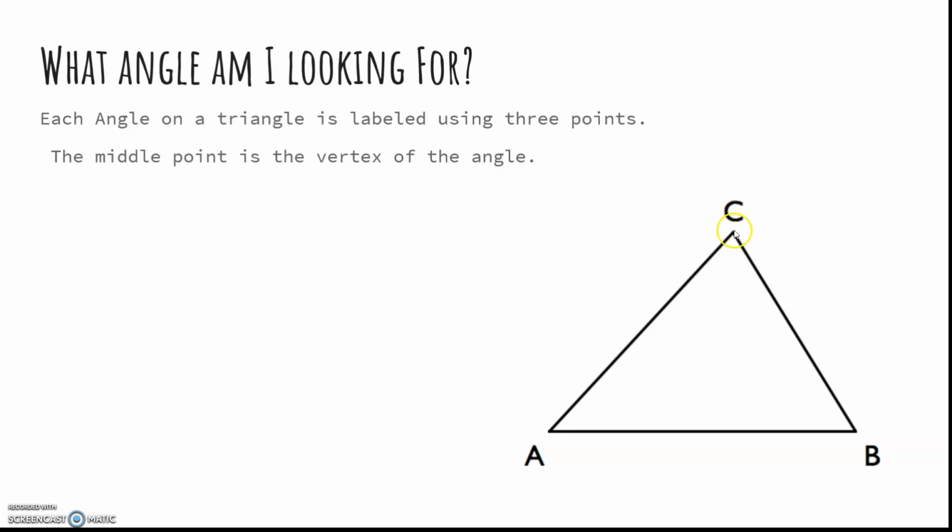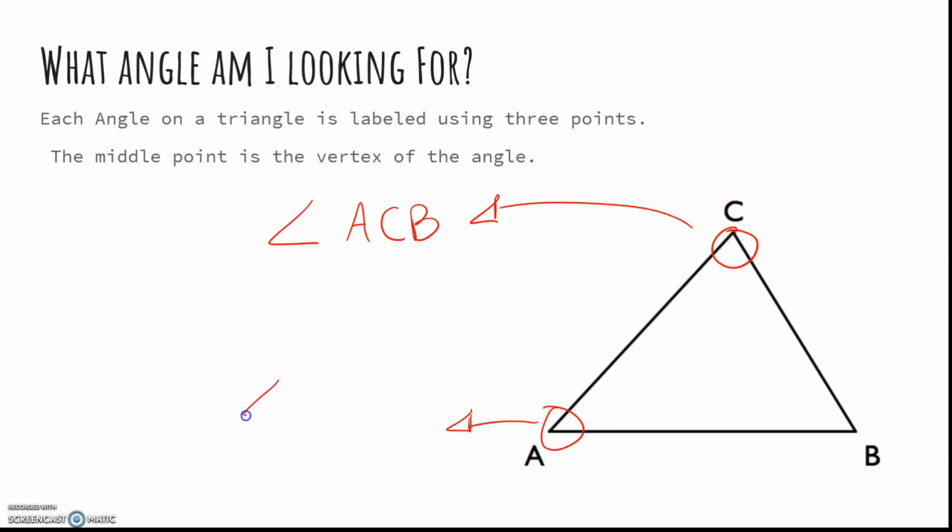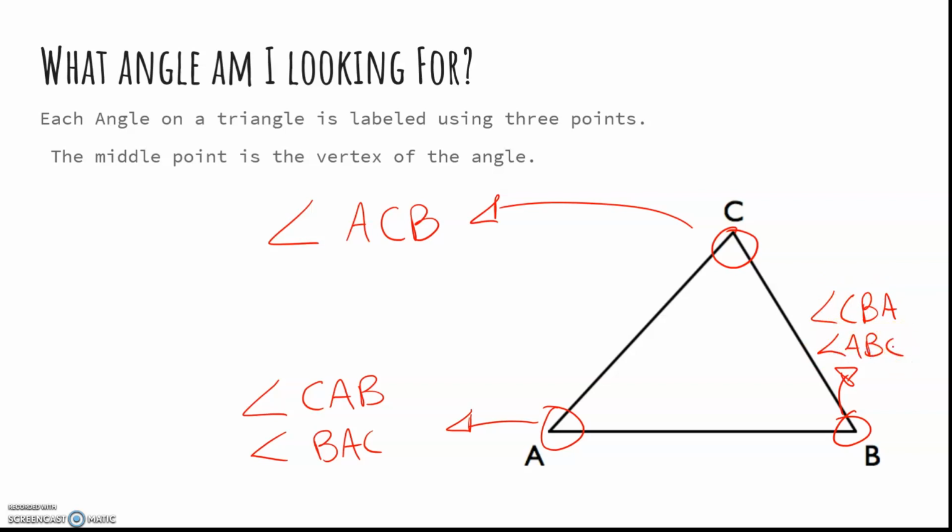For instance, if I wanted you to find this angle, I would ask you to find the measure of angle ACB. C is the middle point, and therefore it is a vertex. Likewise, if I wanted you to find this angle, I would ask you to find angle CAB, or BAC, with A being the middle point. And finally, B would be angle CBA, or angle ABC. Both of these are the measures of this angle.